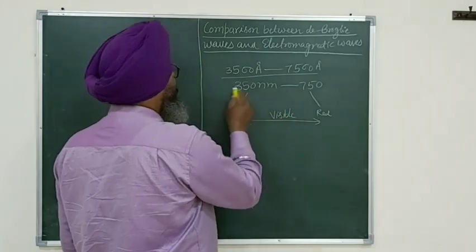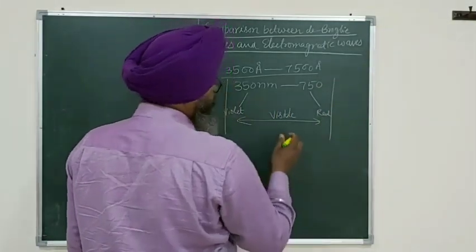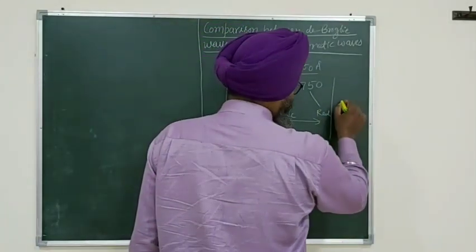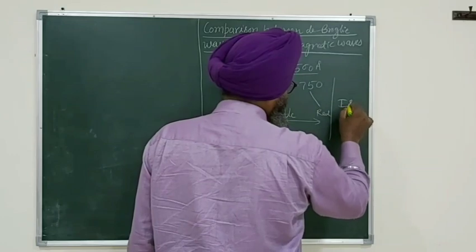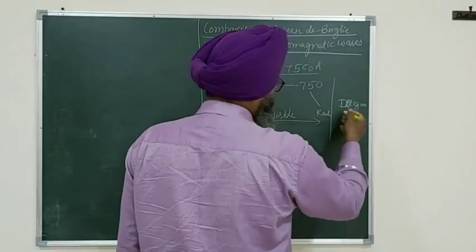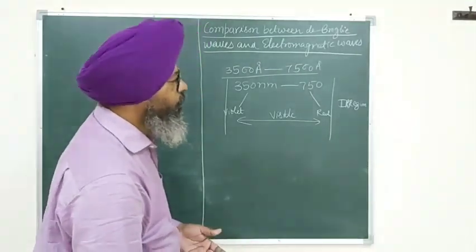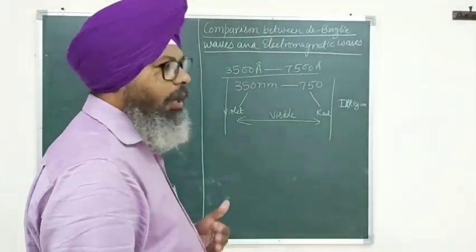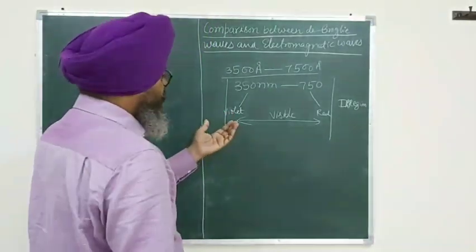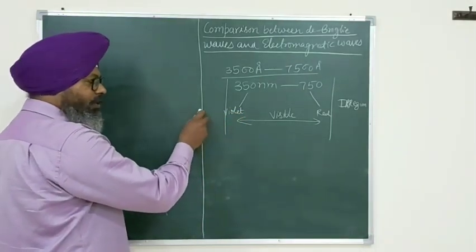So the region whose wavelength is above 750 nanometer is called the infrared region, the IR region. And if we go further beyond that, you will get microwaves, radio frequency waves, audio frequency waves, power frequency waves. And if you move to the other side, where the wavelength is smaller than 350 nanometer, you would get the ultraviolet region followed by X-rays and gamma rays.